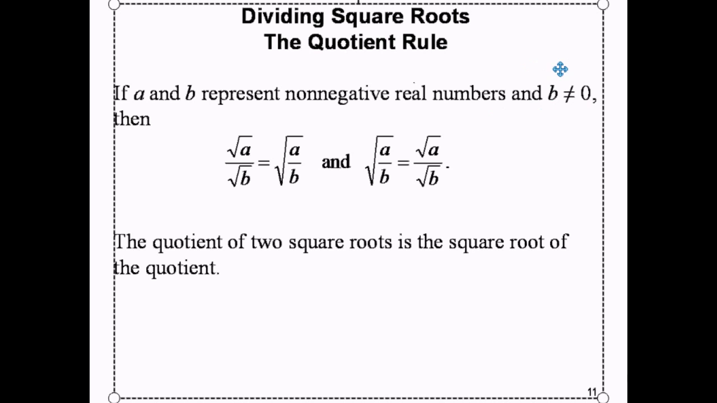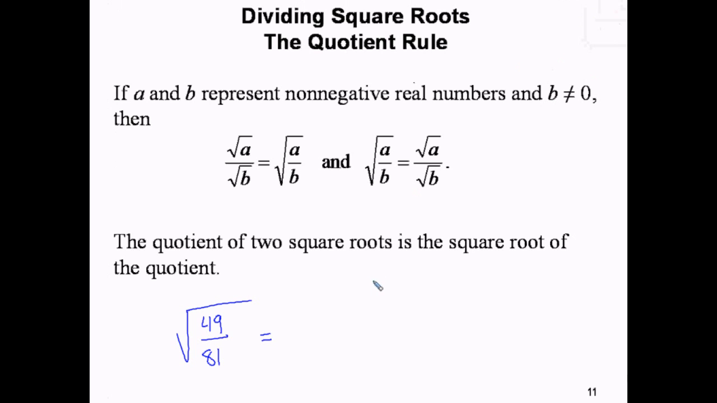Square root of 49 over 81. Square root of 49 over the square root of 81. 7 over 9.